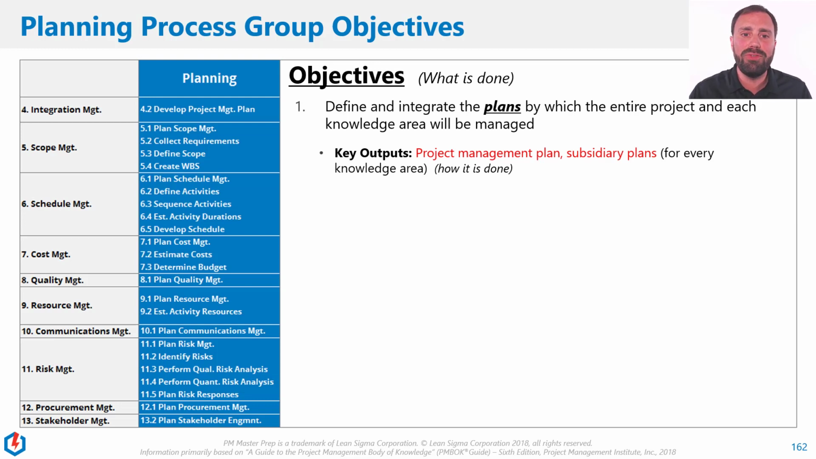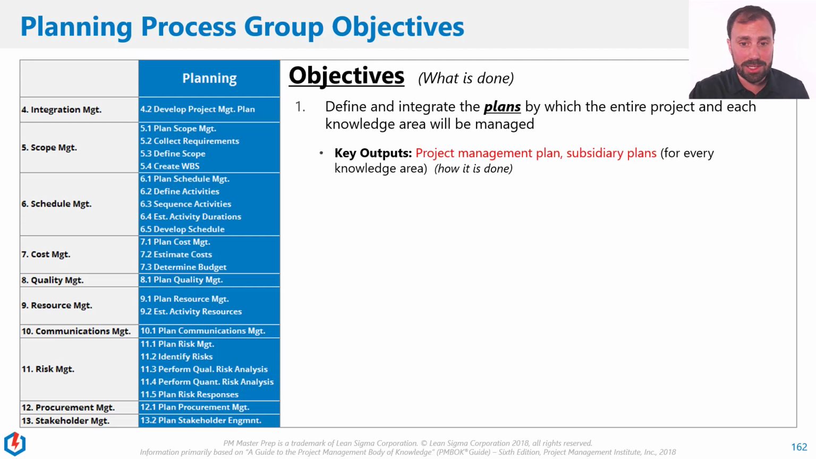Now, number 1, we're trying to define and integrate the plans by which the entire project and each knowledge area will be managed. Now, that's a lot of information I just dropped on you. So think about it. Define and integrate the plans. So we know now that it's not just one plan. It's lots of plans. A plan for the overall project and a plan for each knowledge area. So we're defining those and we're integrating them, putting them all together. Think of it as a big folder. We have the major plan and then all the subsidiary plans, okay? For the entire project. And it says what we're going to do, and then how we're going to manage the project in each knowledge area as we go forth, okay? So it's really just setting guidelines by which we're going to do things.